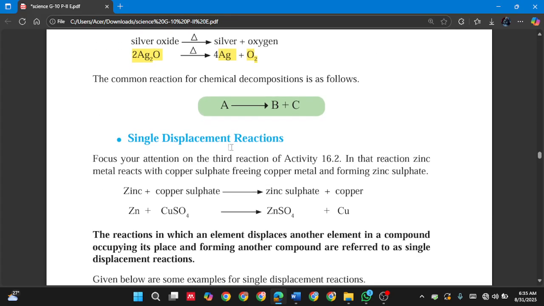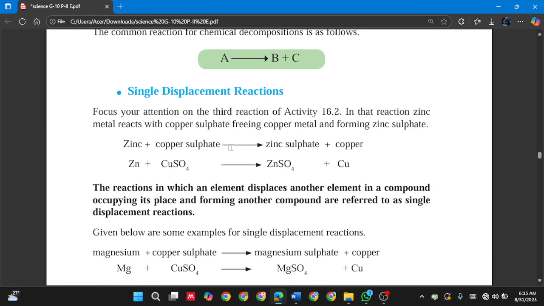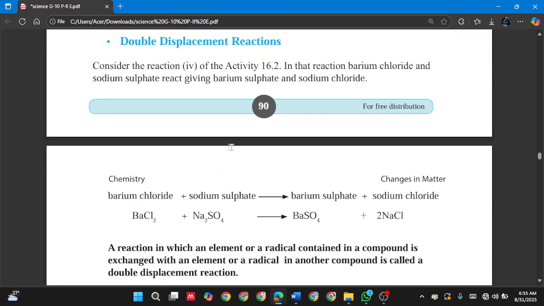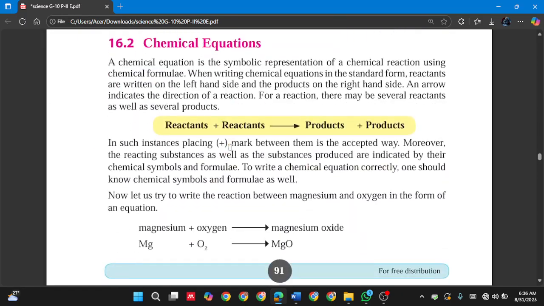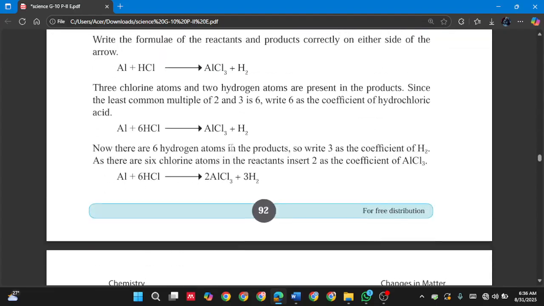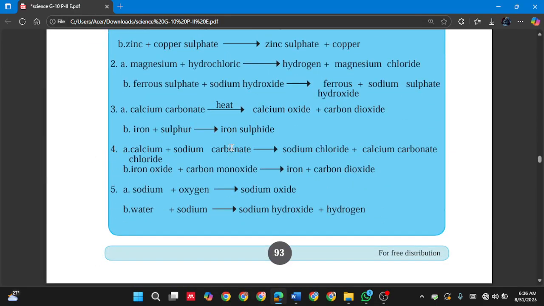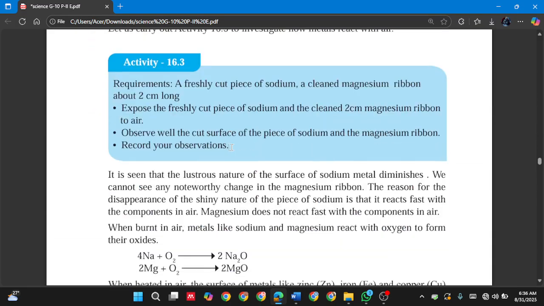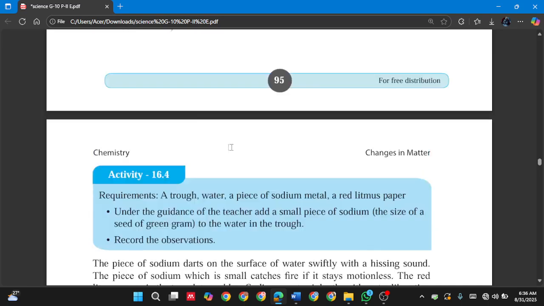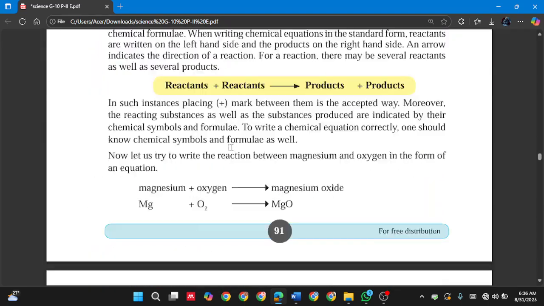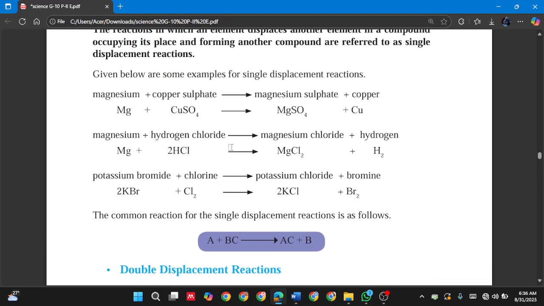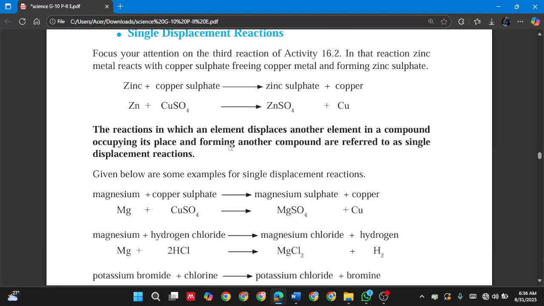So after that we are coming to single displacement reactions. So we have to discuss single displacement and double displacement. After that, chemical reactions: reactivity of metals. An interesting lesson is coming. So before that we have to finish these two. Yeah, single displacement. Focus your attention on the third reaction of activity 16.2.